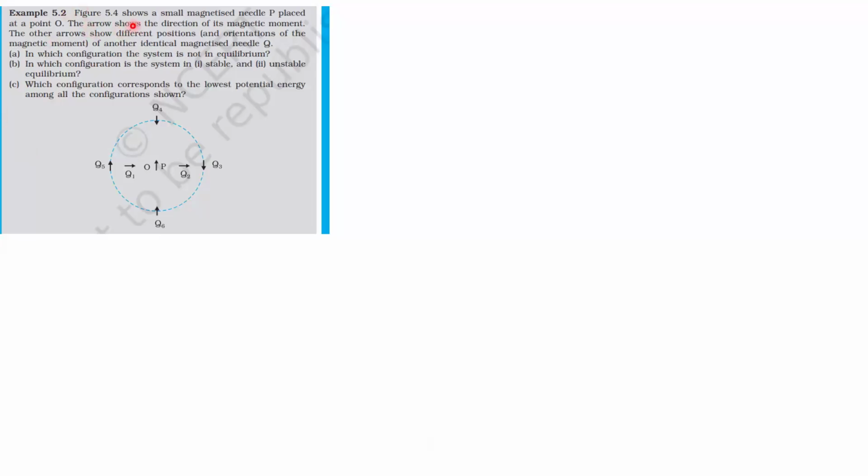Example 5.2. Figure 5.4 shows a small magnetized needle P placed at a point O. The arrow shows the direction of its magnetic moment. The other arrow shows a different position and orientation of the magnetic moment of another identical magnetized needle Q. In which configuration is the system not in equilibrium? In which configuration is the system in stable and unstable equilibrium? Last part, which configuration corresponds to the lowest potential energy among all the configurations?